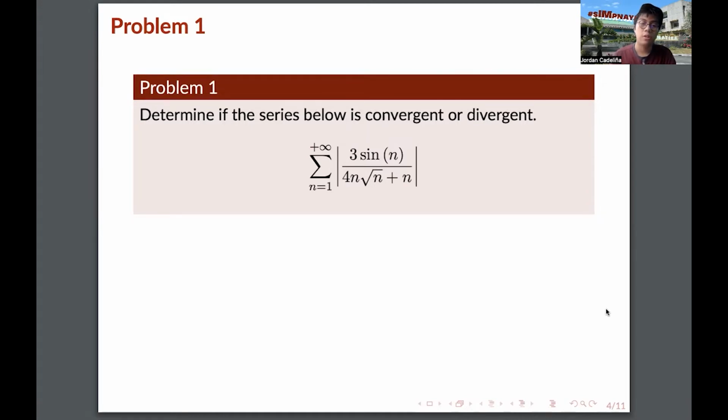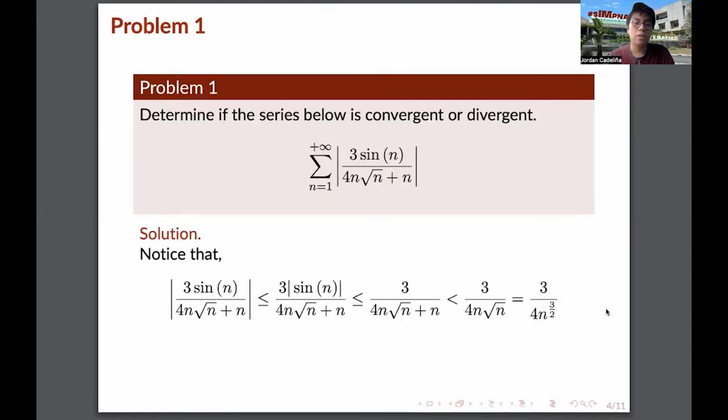Okay, so here's the solution. Notice na yung absolute values ng 3 sine n all over 4 n squared of n plus n is less than or equal to 3 sine n na non-under absolute value. And notice na natanggal ang absolute value itong 4n squared of n plus n. Kasi itong 4n squared of n plus n are positive since n is a positive integer palagi. So this one is less than or equal to 3 over same denominator kasi absolute value of sine n will always be less than or equal to 1.